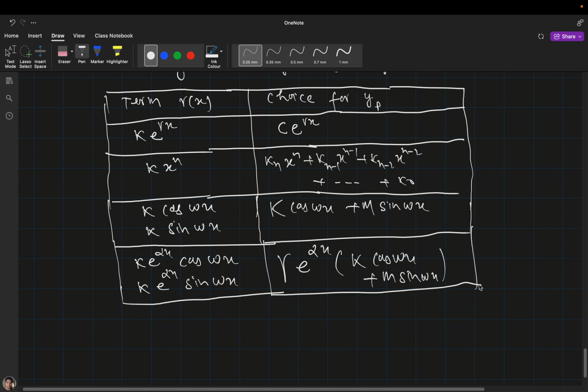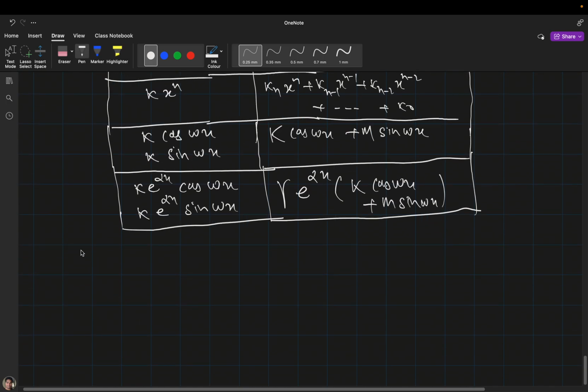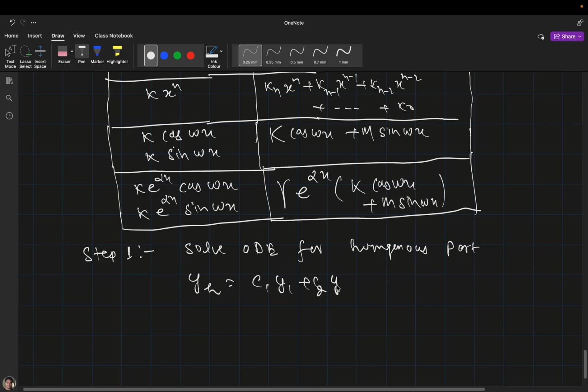again here we are assuming that suppose R(x) is something like this, then the choice for y_p will always be like this. Okay, then we will follow some steps. What is that? Step 1, solve the ODE for the homogeneous part. First will be to solve for the homogeneous part, okay, and that solution will be something like this, c1y1 plus c2y2.